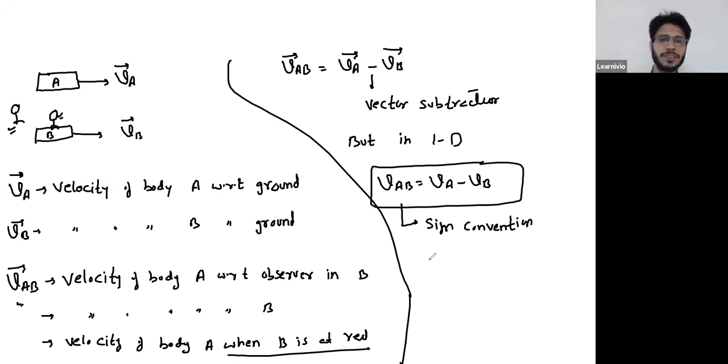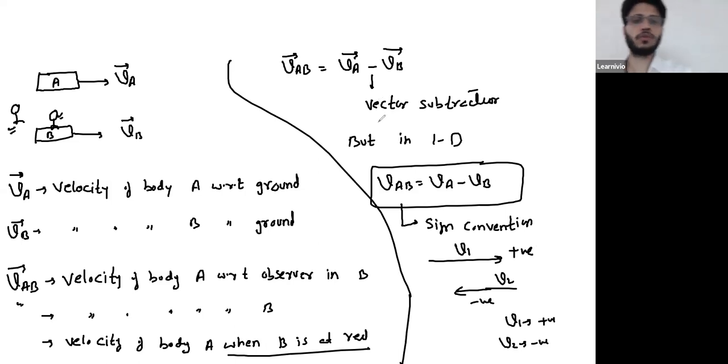Sign convention simply says if you consider one direction as positive, then the opposite would be negative. Means if V1 is acting in this direction and V2 is acting in this direction, if you're saying that V1 is positive, then take V2 with a negative sign. That's relative velocity, that's it. So velocity of A with respect to B is velocity of A minus velocity of B.